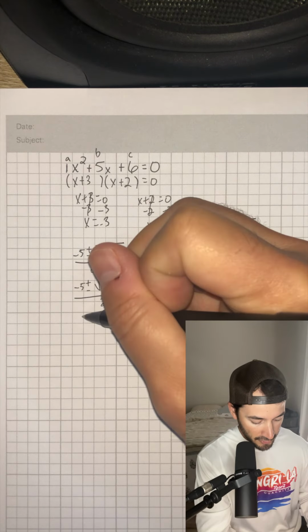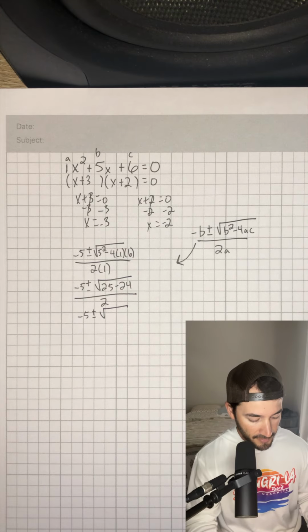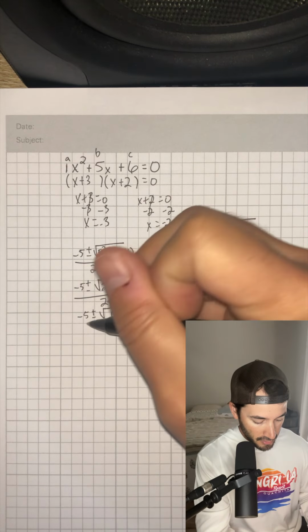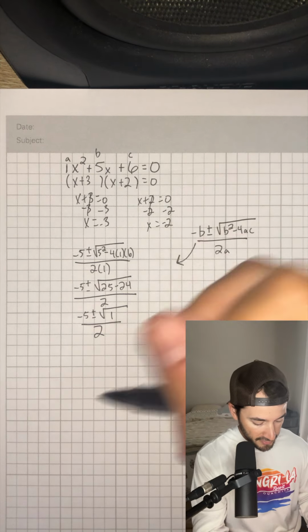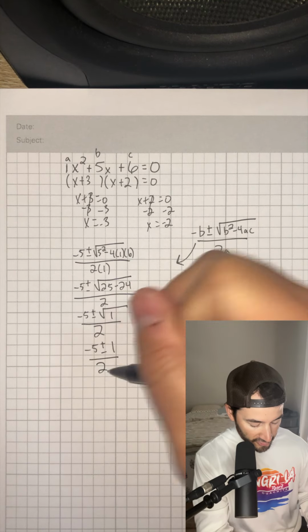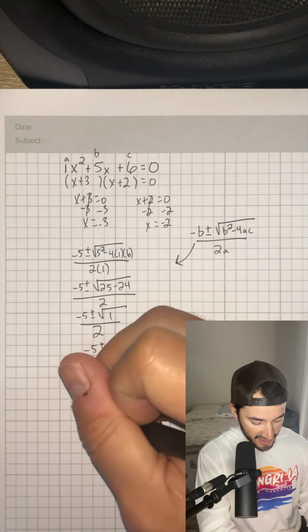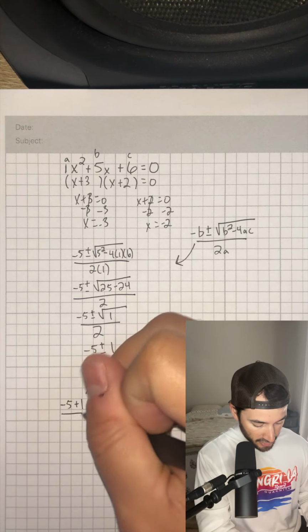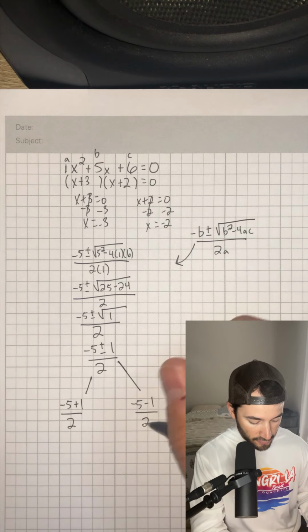We can take that further to negative 5 plus or minus the square root of 25 minus 24, which is 1, over 2. Obviously, the square root of 1 is just 1, so we can say negative 5 plus or minus 1 over 2. And so now I'm going to go ahead and split this into two answers. So one side is going to be negative 5 plus 1 over 2, and the other side is going to be negative 5 minus 1 over 2.